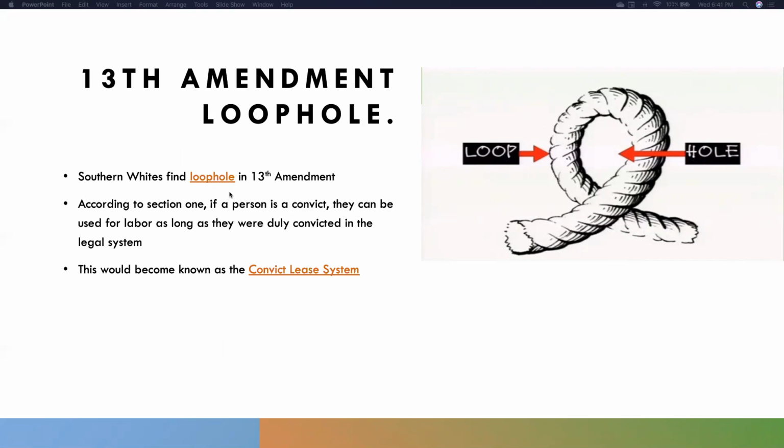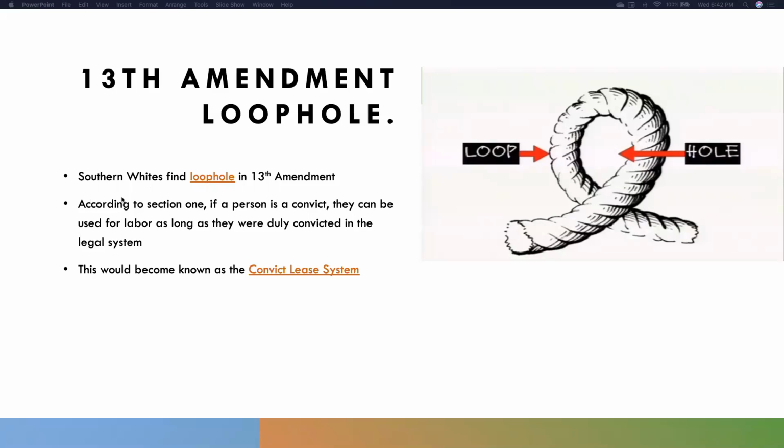So as soon as the South sees the 13th Amendment, which the South, by the way, had not really any say in, they didn't get to have the choice to ratify it or to say no. If they wanted to rejoin the Union, they had to ratify it. So they're not happy about it, but they accept it. But they also find the loophole in it, okay?